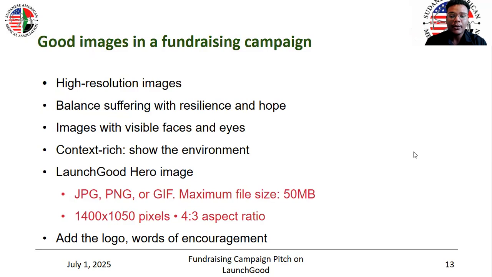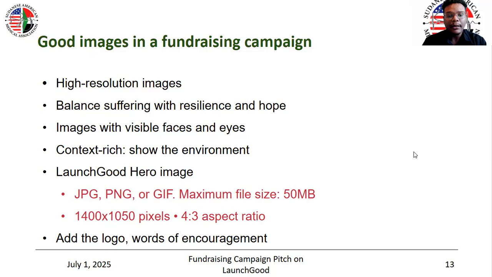It has special characteristics. This is really a technical thing that you have to know when you're selecting the main campaign image for the LaunchGood platform. It has to be in JPG, PNG, or GIF format with a maximum file size of 50 megabytes. It also has pixel requirements, and it has to be a 4:3 aspect ratio. So these are the technical characteristics of the main campaign image that the LaunchGood platform uses.